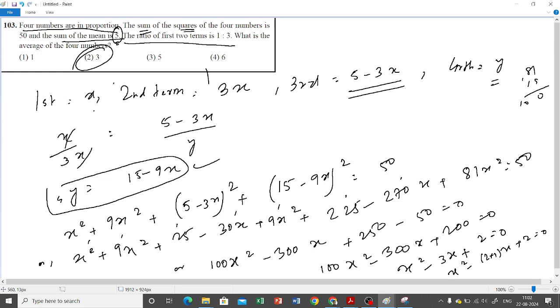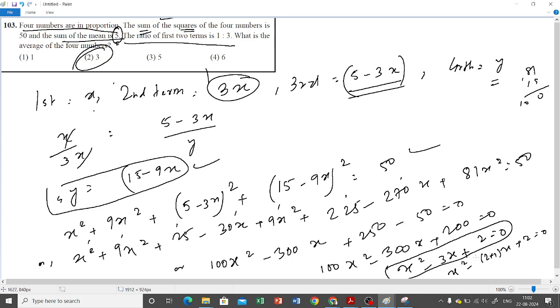Now we'll come to the second piece of information. The sum of the squares of the four numbers is 50. That is x square plus 3x square, which is 9x square, plus (5 minus 3x) square, plus y square, is equal to 50. If you solve this, it is going to be a very easy quadratic equation. This is the equation that we get.